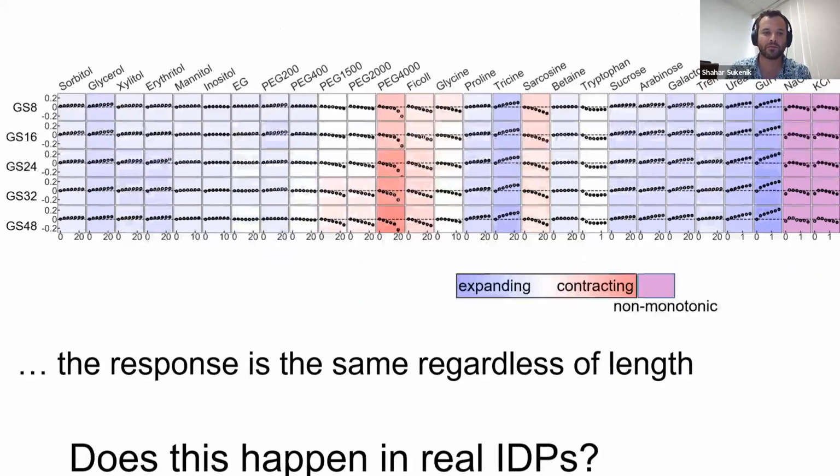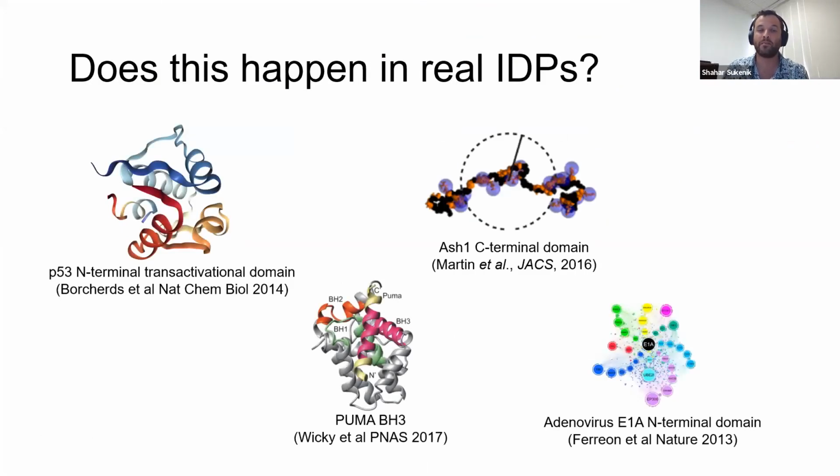Okay, so this is great, but of course we want to move beyond these glycine serine repeats into real disordered proteins. And so the question is, does this happen in real IDPs? So we took a few classic examples, and we picked these examples specifically because in each one of these, or at least in almost all of these, the structure of the ensemble has been shown to be linked to the function of the protein.